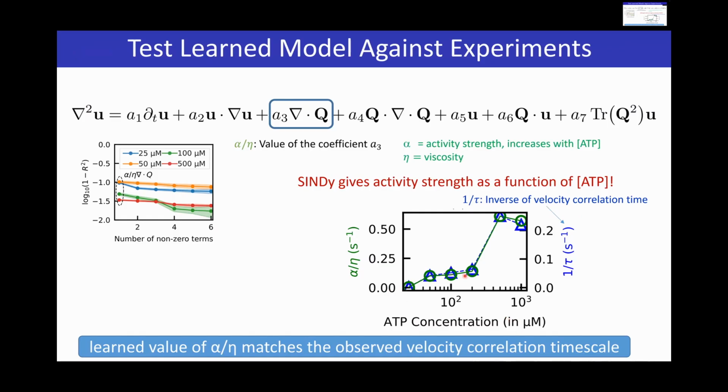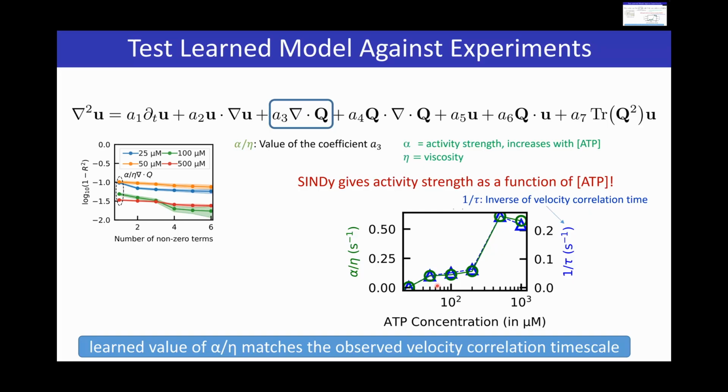The green circles are the measurement from Cindy of the activity coefficient, and you see how it increases with ATP concentration. The other thing that's important is, again, one has to independently test this so-called optimal model against the experiments. We did many, many such tests. In the interest of time, I'm only going to show you one.